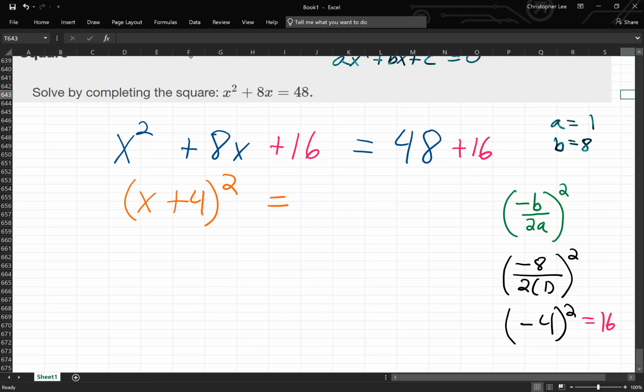Is equal to, oh, this is the hard part. What's 48 plus 16? What's that? 58. And that's like, what, 64? Am I right? 64? All right. That's it. You have to set 64 to 0. No. In this equation, or this situation, I'm just trying to set it up.